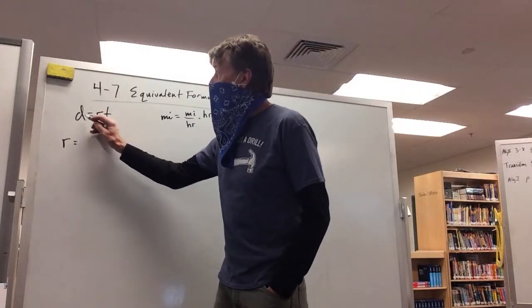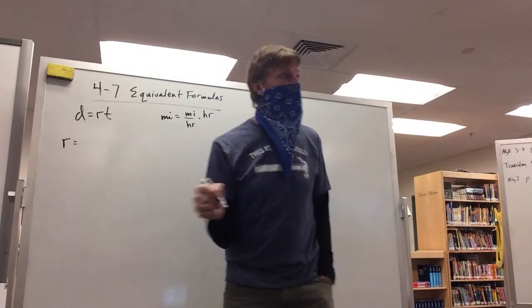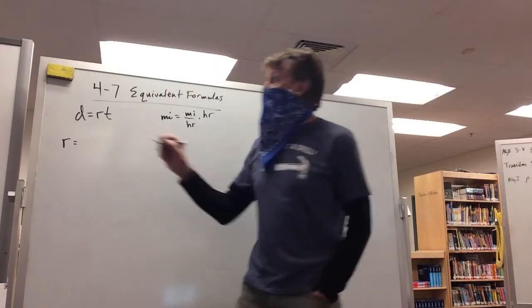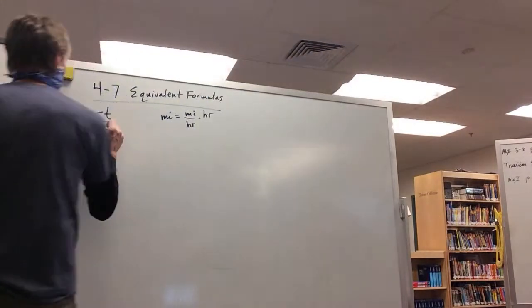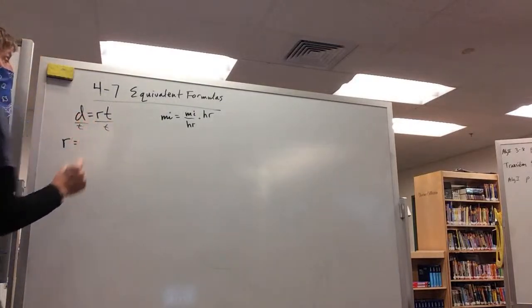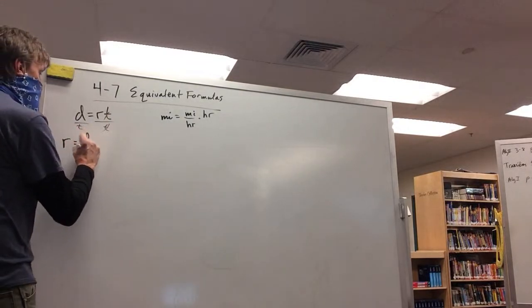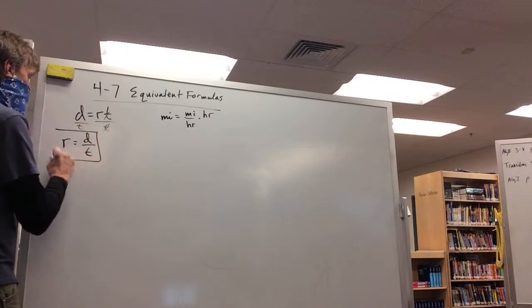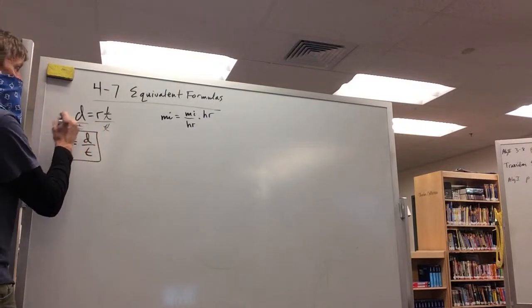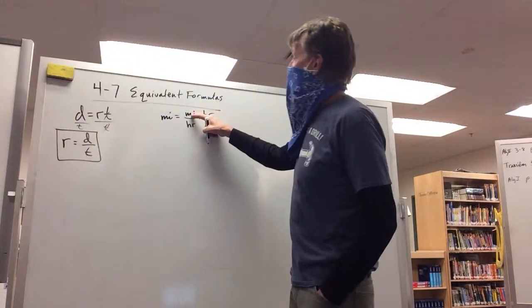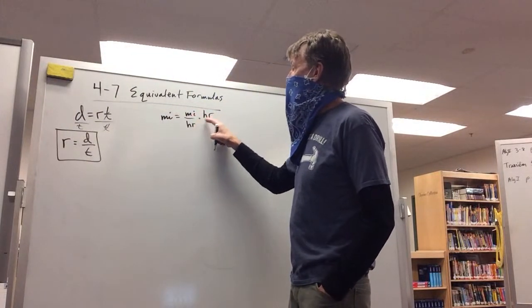So how do we organize the D and the T, the distance and the time, to figure out how fast we're going? So yeah, if you divide by T on both sides, then you get R all alone. So your rate of speed is equal to your distance divided by your time. And that makes sense. Rate is distance, miles, divided by time, hours.